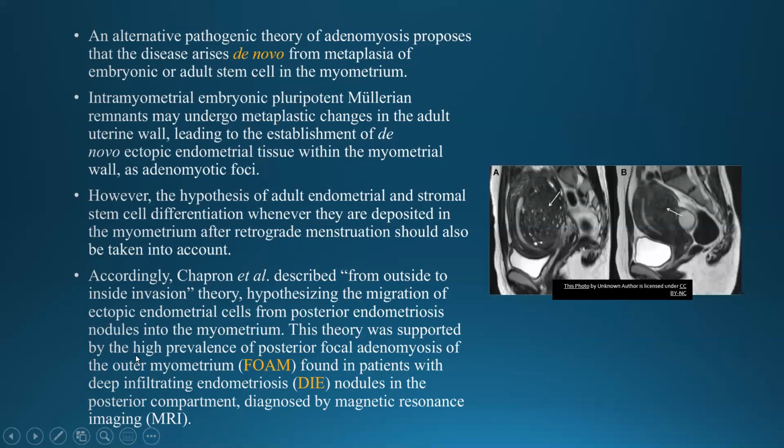This theory was supported by the high prevalence of posterior focal adenomyosis of the outer myometrium, what we call the FOAM. You would hear this terminology, FOAM. FOAM stands for focal adenomyosis of the outer myometrium. This was found in patients with deep infiltrating endometriosis in the posterior compartment when diagnosed by MRI. So now we understand that two theories play a very important role in the pathogenesis of adenomyosis. They weren't available before, so they are new, and they talk about how adenomyosis develops.